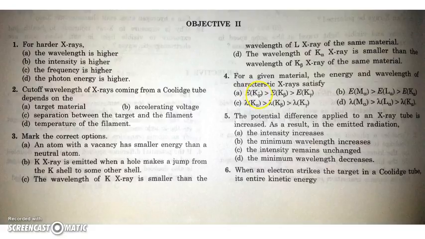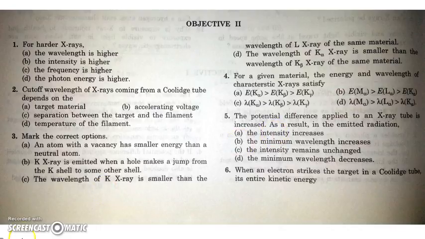Energy of K alpha is greater than K beta. No, this is a wrong statement. Energy of K alpha is least in comparison to L and M. This is also a wrong statement. Lambda of K alpha is greater than lambda of K beta, lambda of K gamma. This is a valid statement. And lambda of M alpha will be far greater than lambda. This is also a valid statement. So C and D are the only two valid statements here.